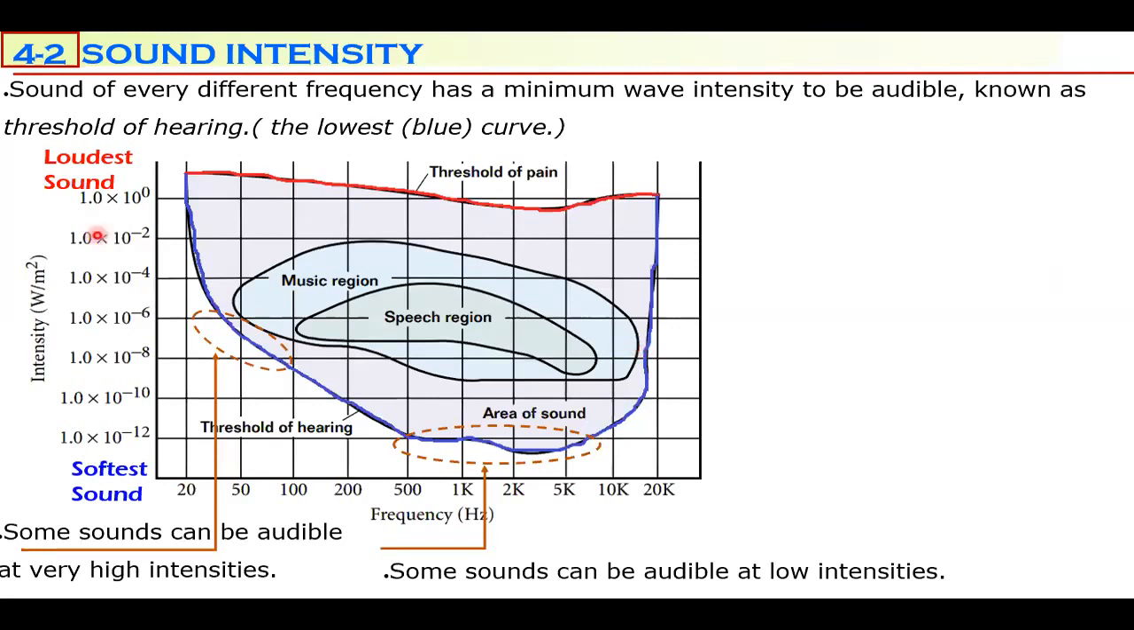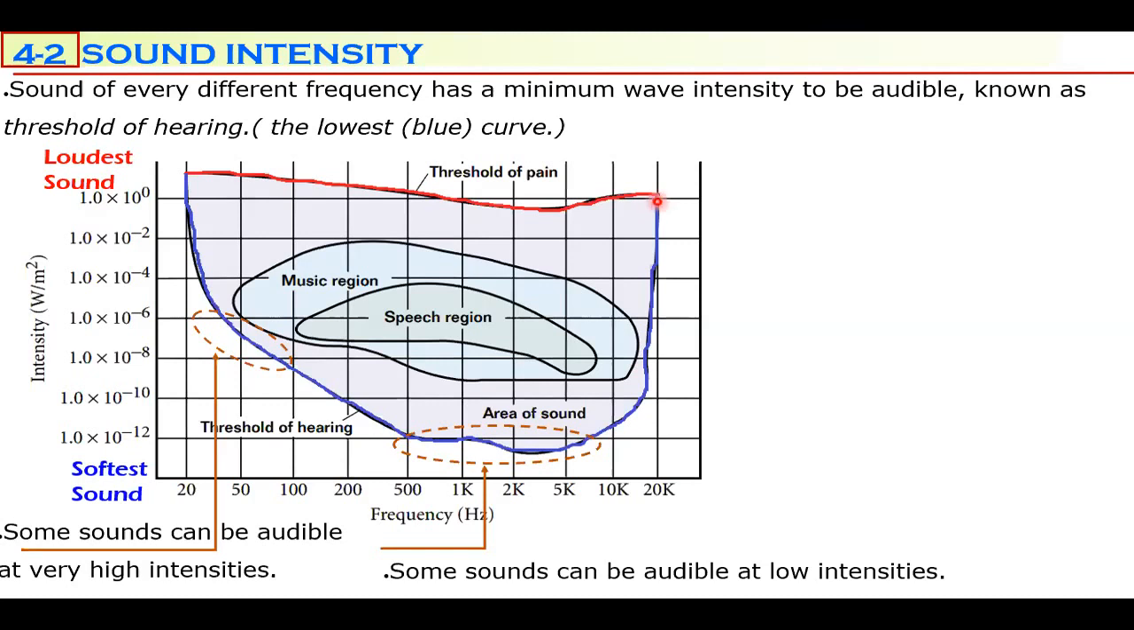A diagram is prepared for defining the audible sounds. Sounds of every different frequency have a minimum wave intensity to be audible, known as the threshold of hearing. This lowest blue curve defines the threshold of hearing for each frequency of sound.